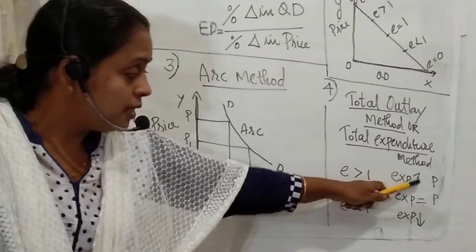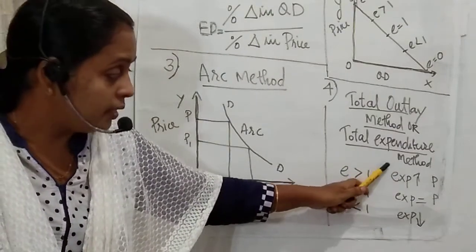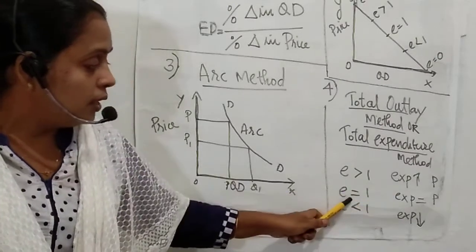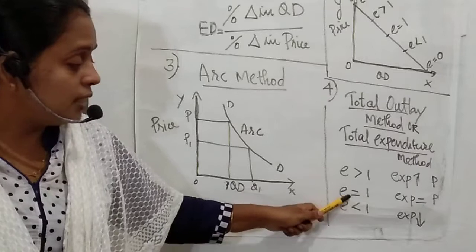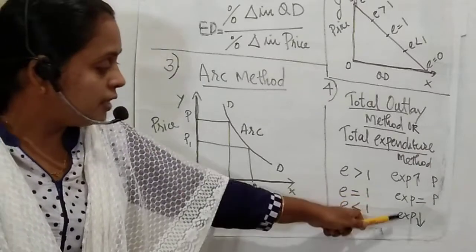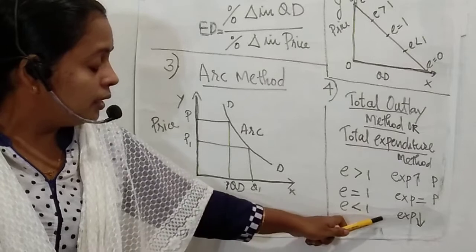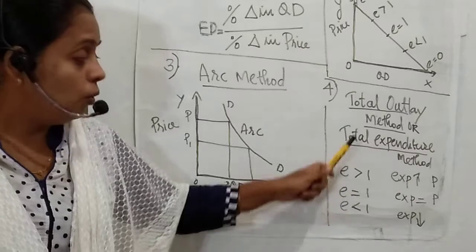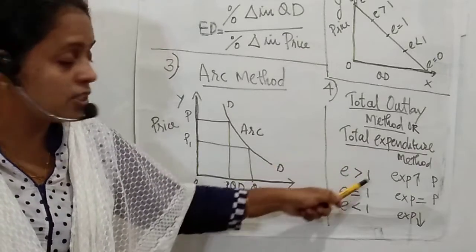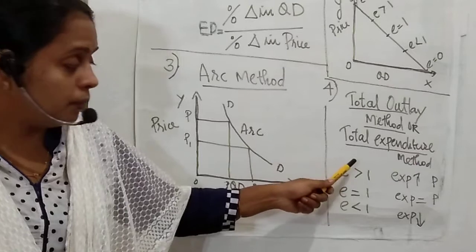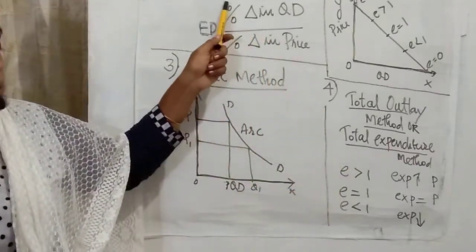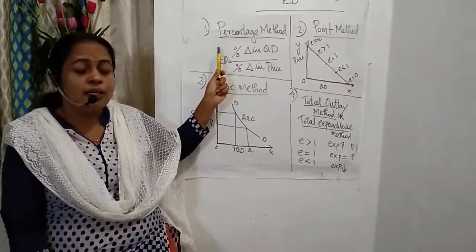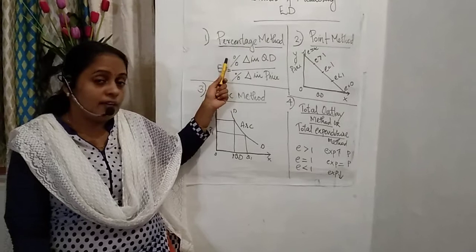For example, when price changes and the total expenditure increases, then elasticity is greater than 1. When price changes and there is no change in expenditure, that means elasticity is equal to 1. When price changes and expenditure decreases, that means elasticity is less than 1. So only 3 degrees are given in the total expenditure method. This is not as accurate as the percentage method. Among these 4 methods, the percentage method is considered to be the better method. It is more reliable and more relevant.